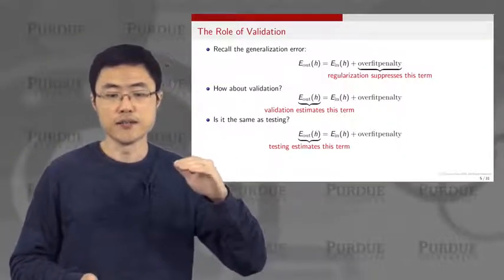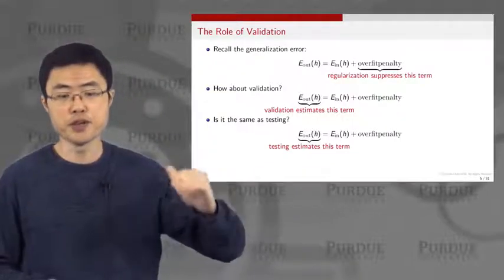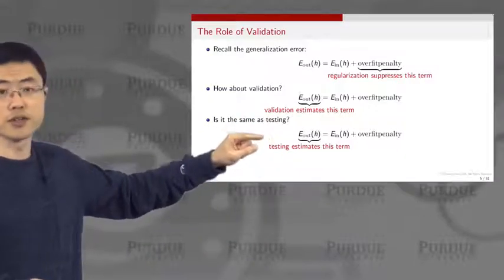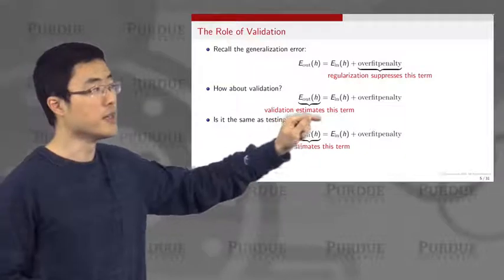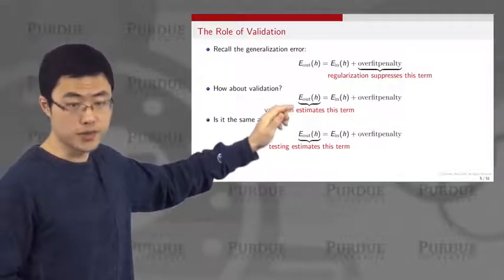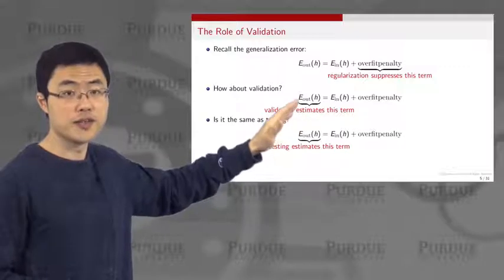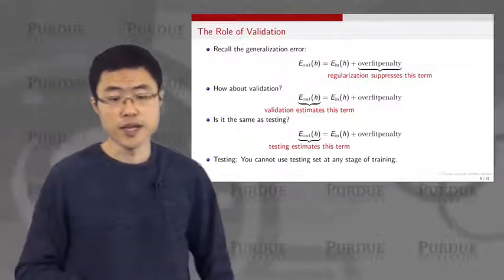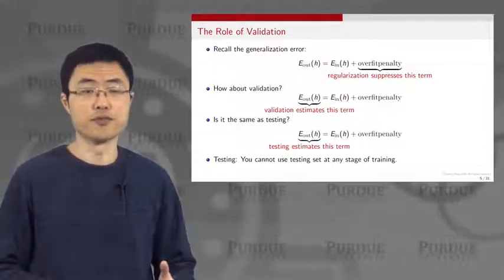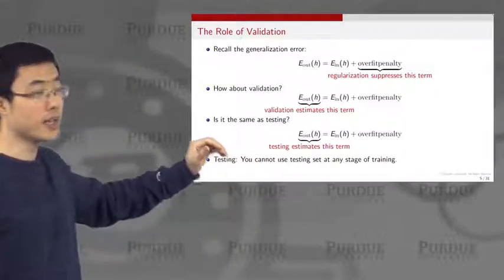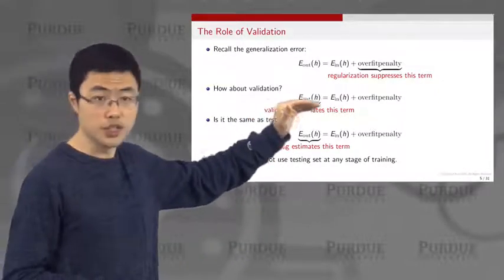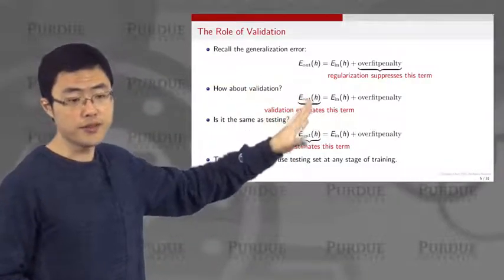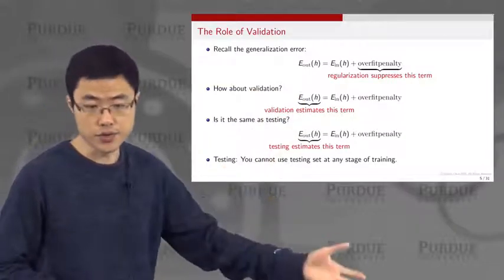So the difference between validation and testing is that while they're both trying to estimate the outsample error, the estimation in the testing case is based on the testing set, whereas the estimate in validation is based on the validation set. Normally, the validation set is very small, and the testing set is usually very, very large. So the testing set, you cannot use in any stage of your training. If you ever use that, then you are cheating. Validation, you are not cheating because you are still using your training set. You're just splitting the training set into two halves. One is for training, the other one is for validation.